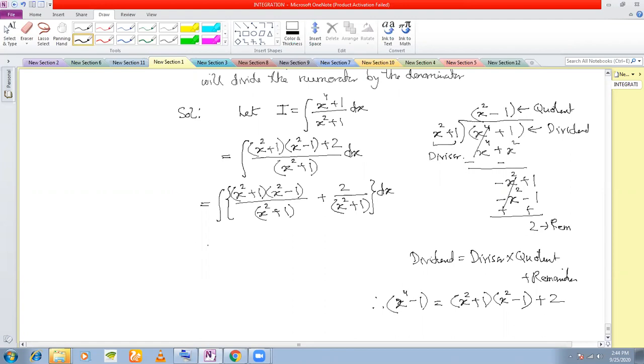So what will happen here is that x square plus 1 will cancel. So what are you left with? The integration of x square minus 1 plus 2 by x square plus 1. Let us write this as 1 plus x square.